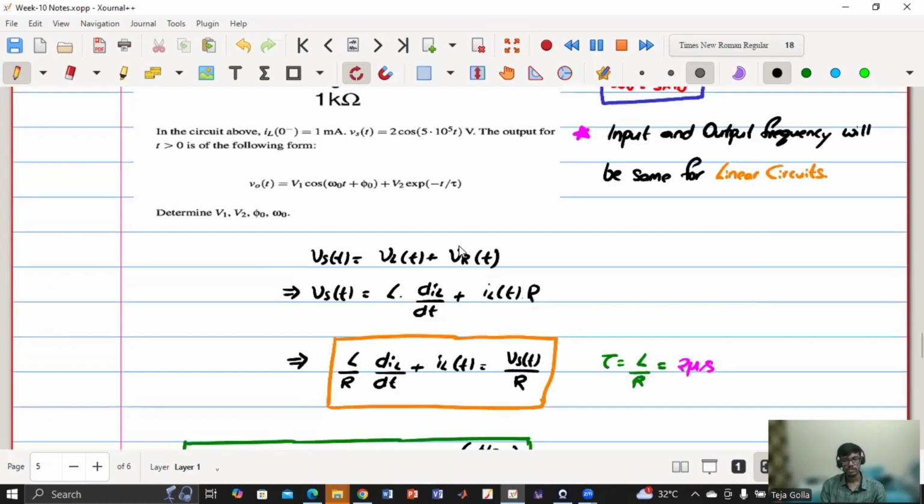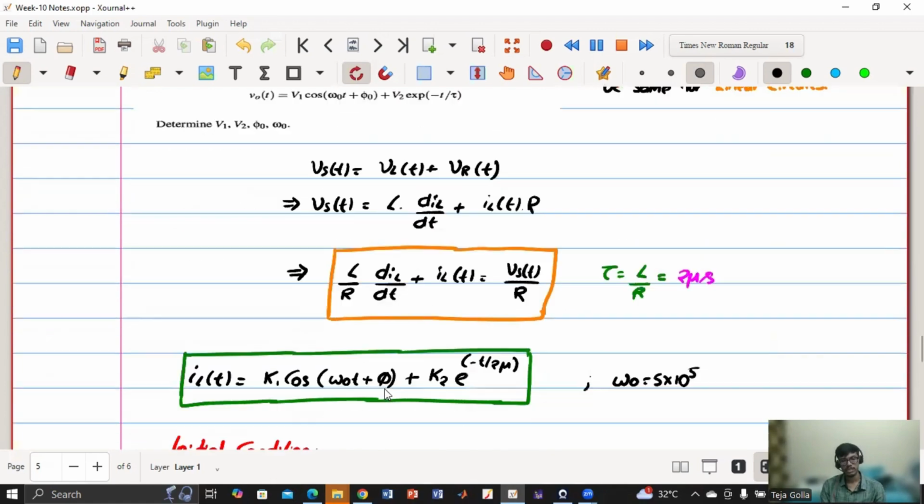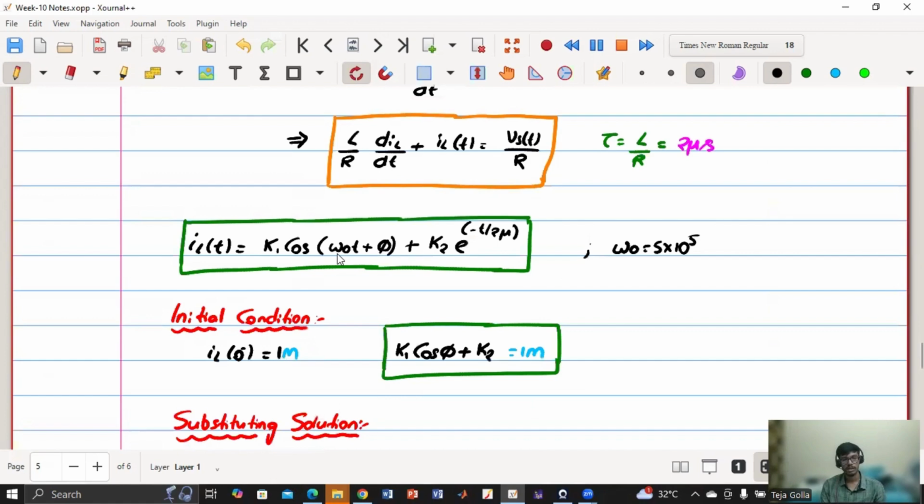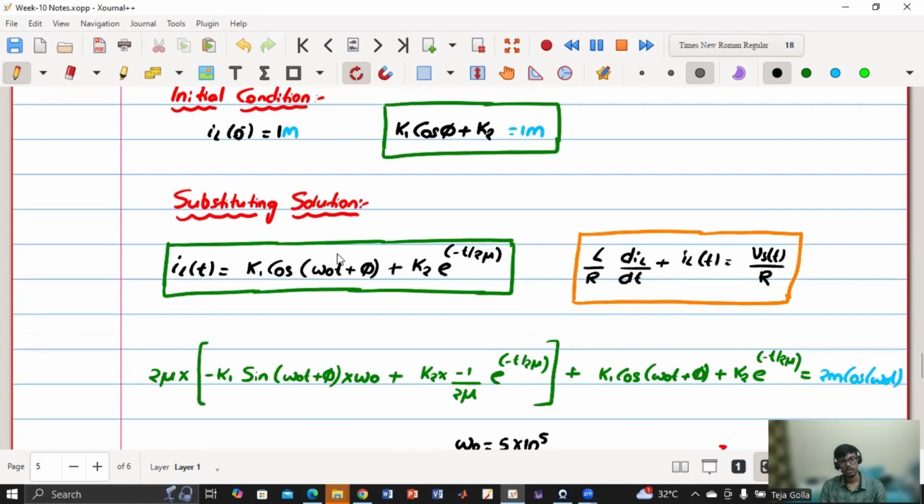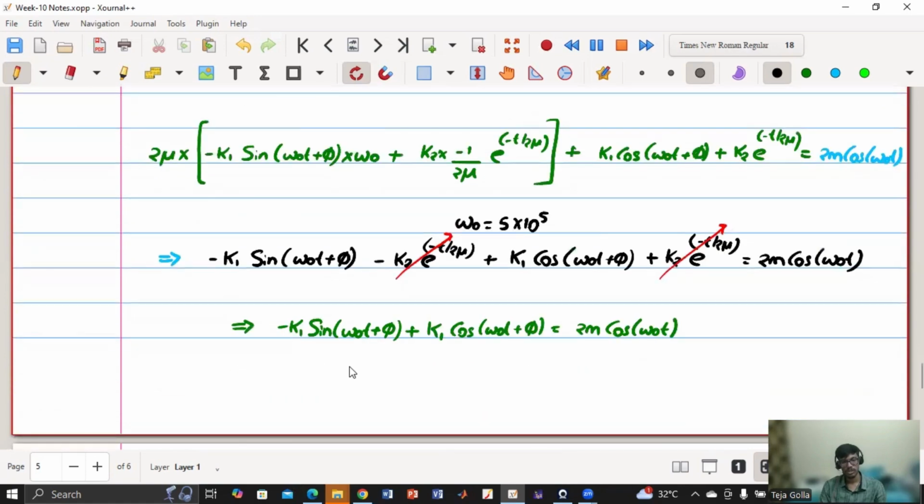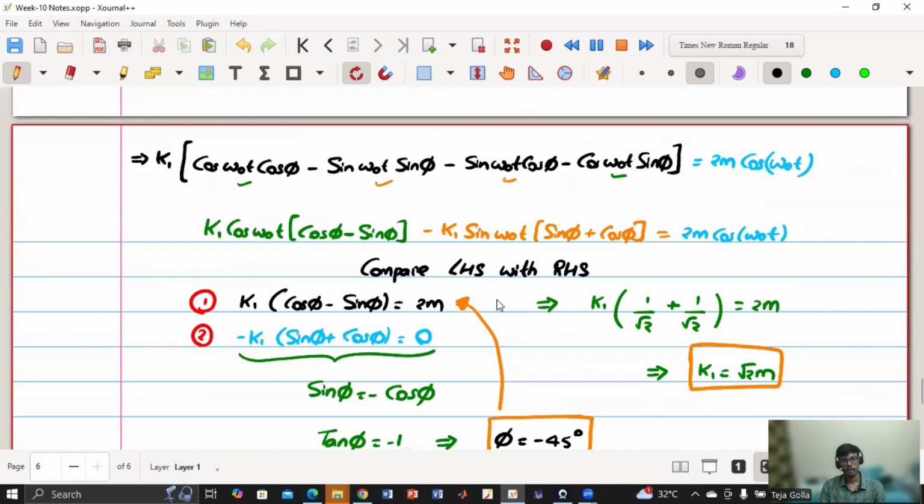First I have written the differential equation and the generalized expression for the inductor current, which is IL of t equal to some K1 into cos plus K2 into the natural response term, the exponentially decaying term. I know two conditions. One is the initial condition, from which I got one expression. Then, substituting the solution, I got this expression. But here I have to expand it and compare the cos omega naught t terms on the LHS and RHS and the sin omega naught t terms on the LHS and RHS.